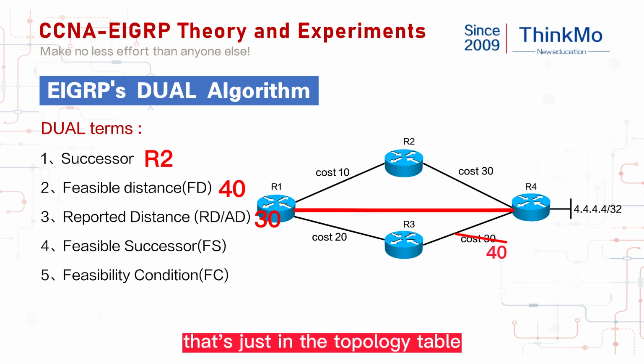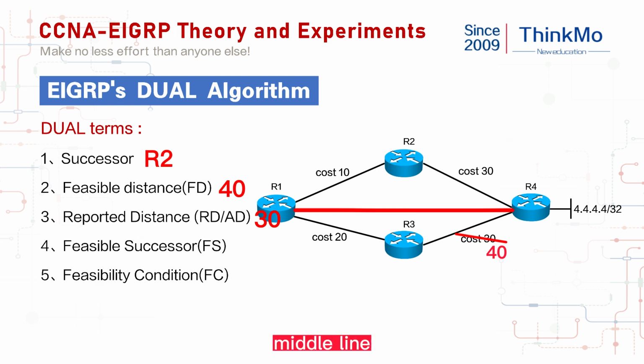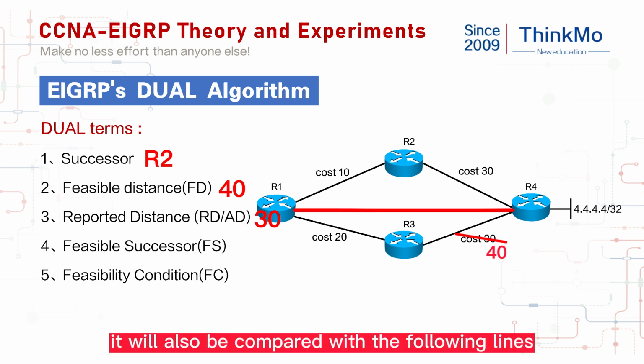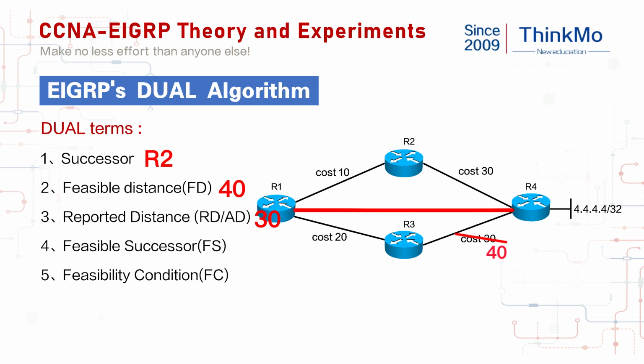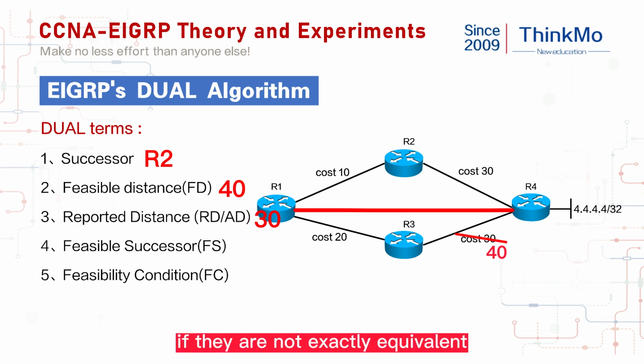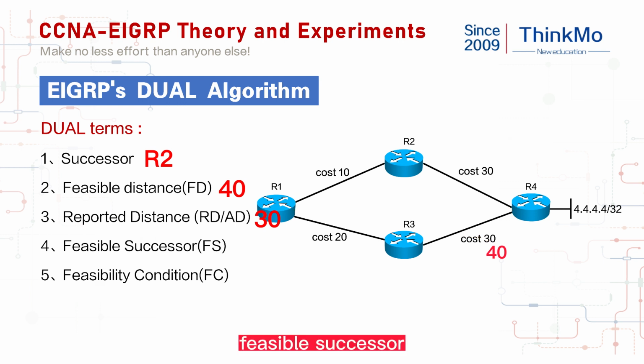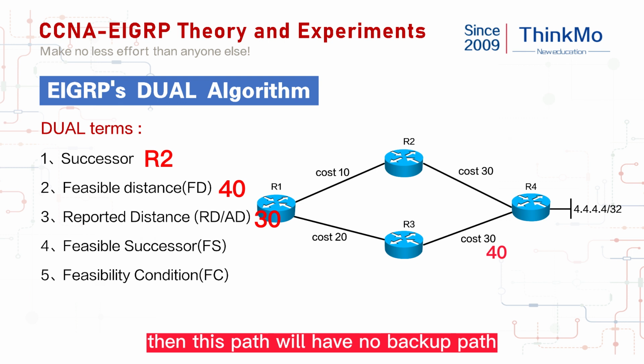That's just in the topology table. The middle line will also be compared with the following lines. If both of them are exactly equivalent, then they are load balanced. If they are not exactly equivalent, because we'll look at 2 parameters later, they are hardly completely equivalent, then as long as it is feasible, it becomes the backup line, the feasible successor. So now if the cost here is 40, then this path will have no backup path.